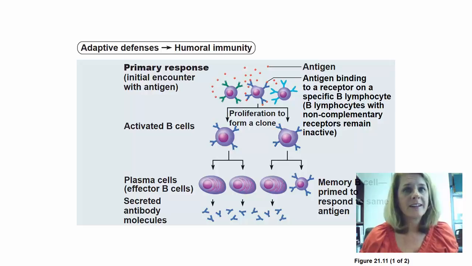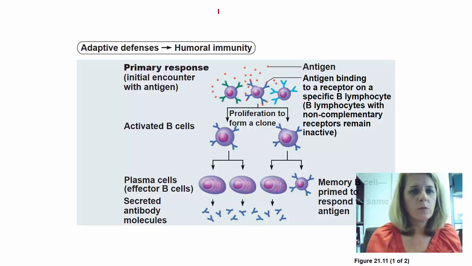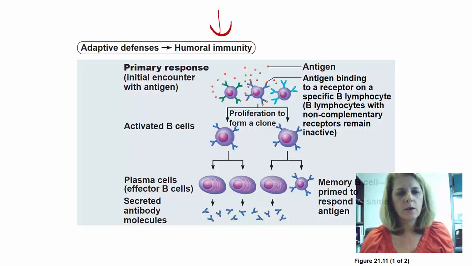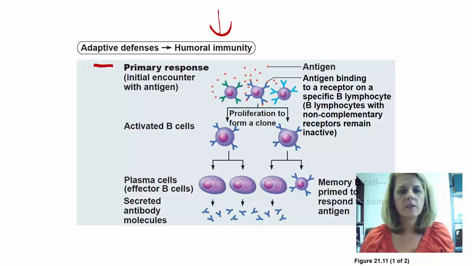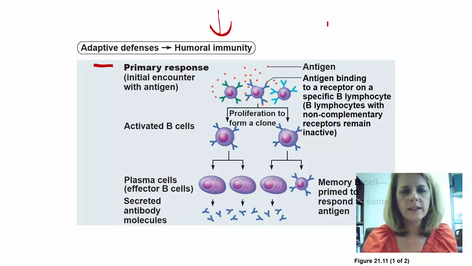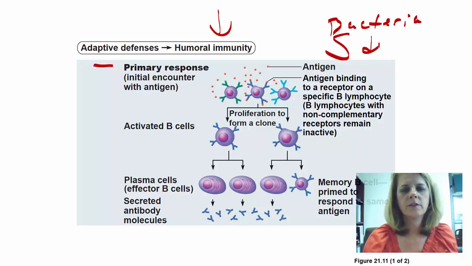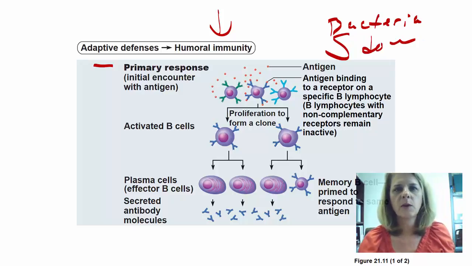All right, so again, we're in adaptive defenses, and we're talking about humoral immunity. We're going to talk about the first time you've been exposed to an antigen, the primary response, the very first time. Let's just say this antigen is a bacteria. The very first time, we'll just make one up, Smoothlecoccus dogcephalus. We'll just make one up, not even a real one.